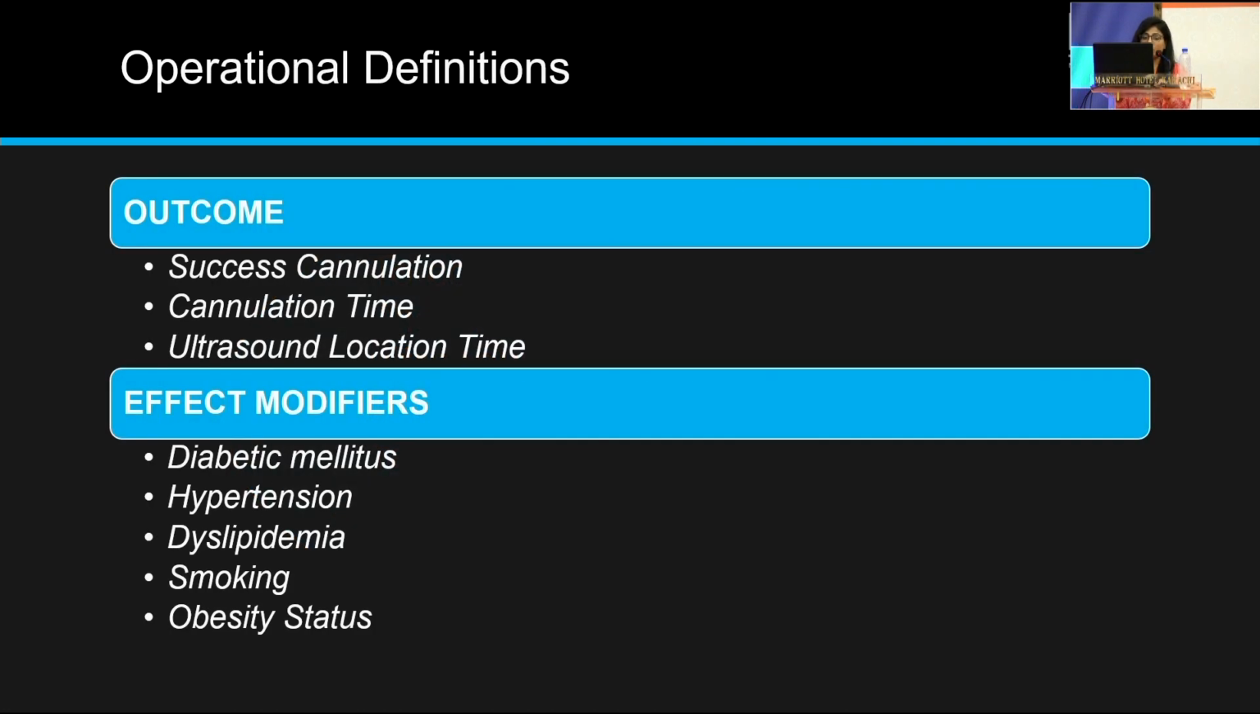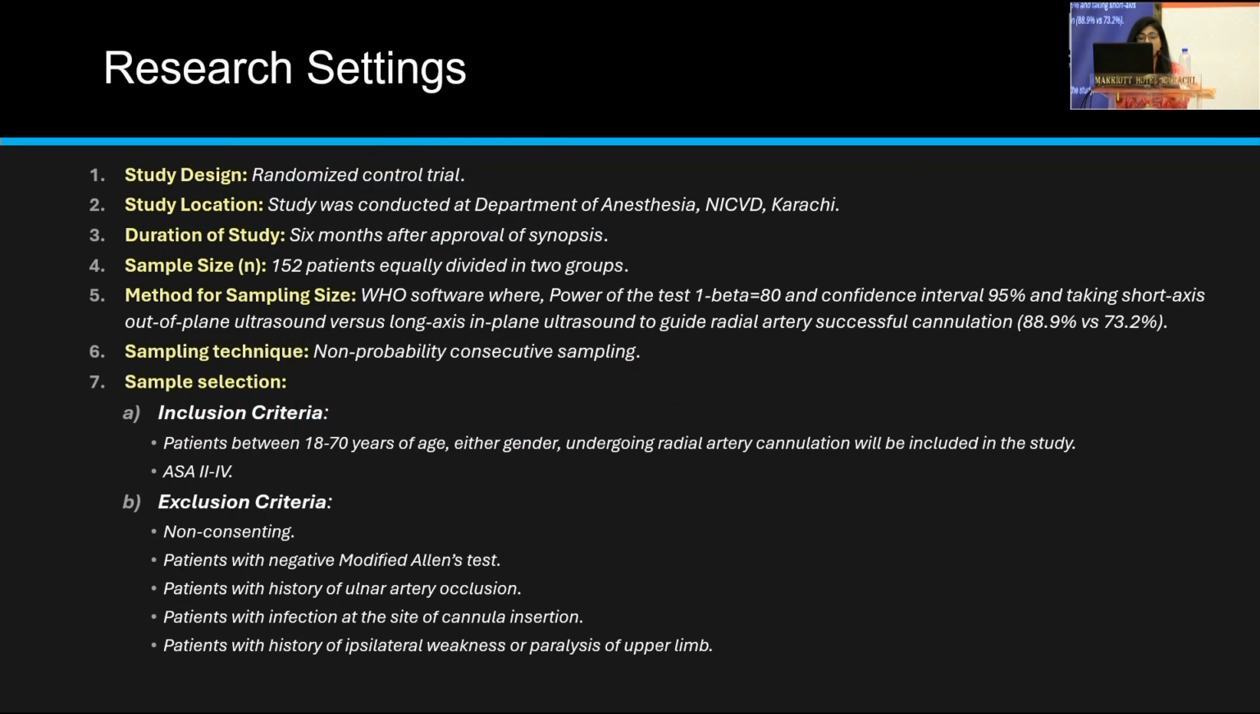To achieve this objective, we calculated outcomes such as successful cannulation, cannulation time, and ultrasound location time. We also calculated some modifiers which may affect our research, such as diabetes, hypertension, smoking, dyslipidemia, and obesity status. The research was set as a randomized controlled trial performed at the Department of Anesthesia in NICVD for a 6-month duration.